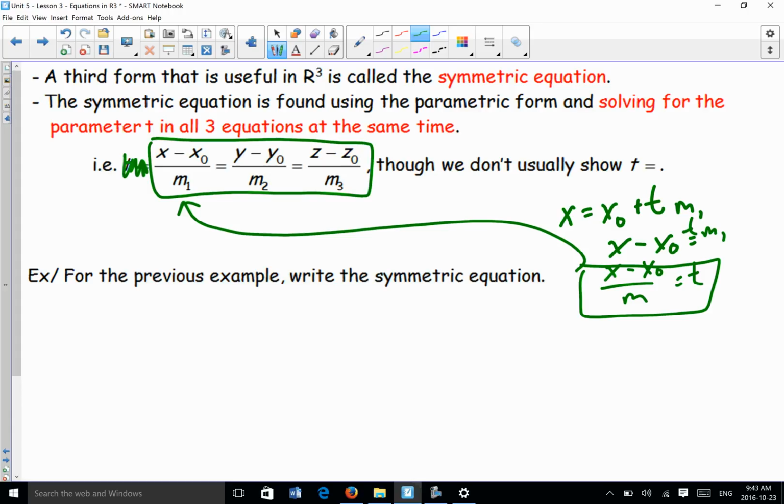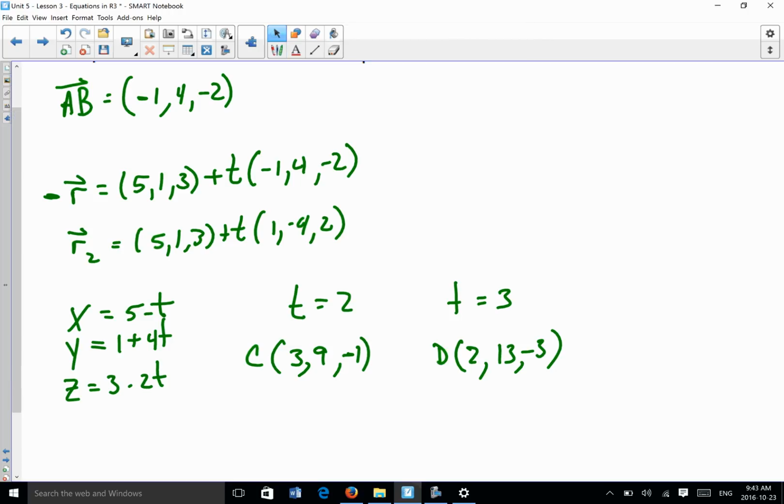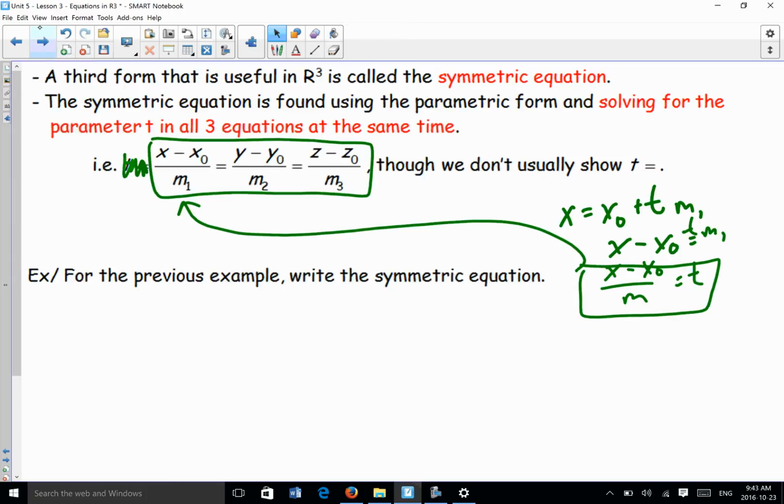So if I want to take the previous example and use the symmetric equation, okay, so I'm going to take our parametric pieces here. So this, and we'll copy and paste it to the next page, just so we can take a look at the same time.